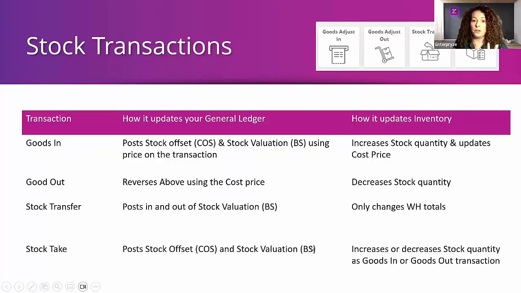So just a quick overview of the impact of all of these transactions on the accounting module. So what actually happens at the point of entry? So the goods in, which I mentioned already, increases the stock, so increases your in-stock quantity. It also updates your cost price. So that's your moving average cost price.